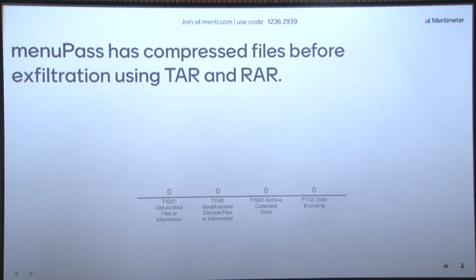Now, the next question: MenuPass, which is an APT group, has compressed files before exfiltration using tar and rar. The attacker has compressed all collected files before exfiltration. You have to map the corresponding TTP.